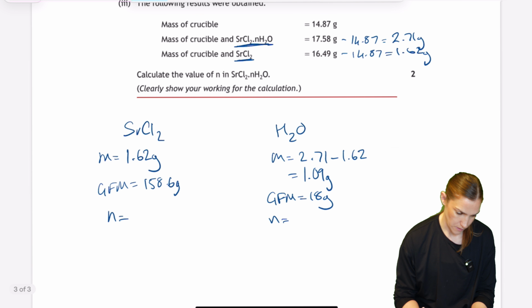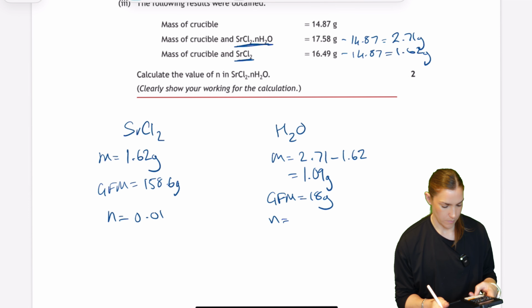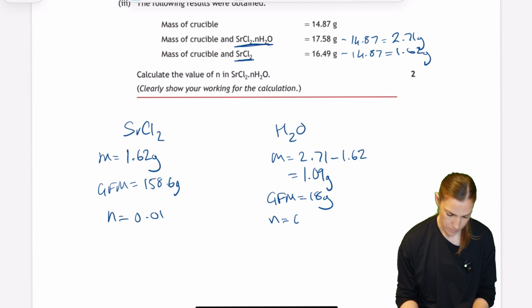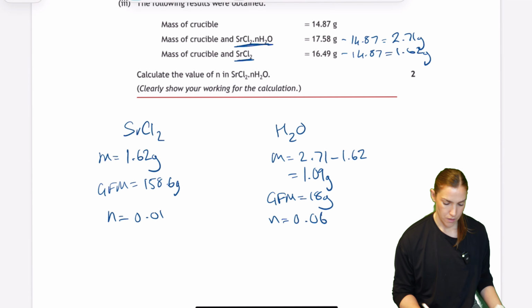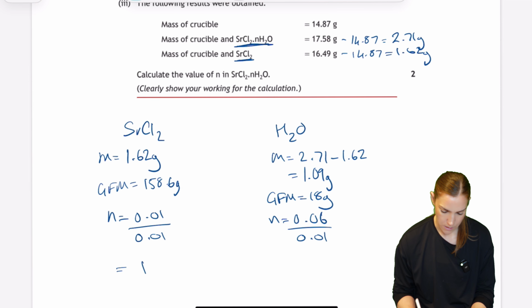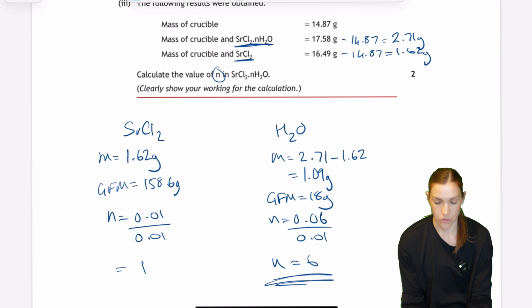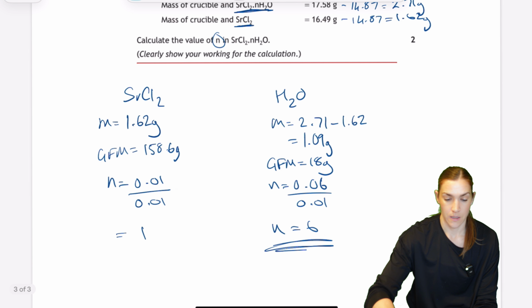So for this one it would be 0.0102, but we can just round it to 2 decimal places. And then 1.09 divided by 18 gives us 0.06. So again, if we take the smallest number, divide them both by that, we end up with 1 mole here, which is what we're wanting, and then here we end up with 6 again. So in this case, again, our N value, the number of moles of water for every 1 mole of strontium chloride, is 6. And that's us.